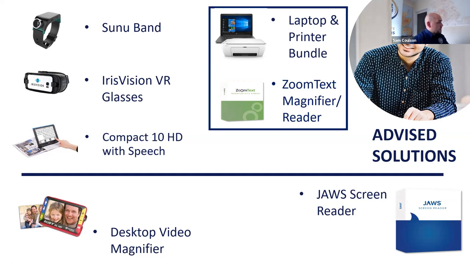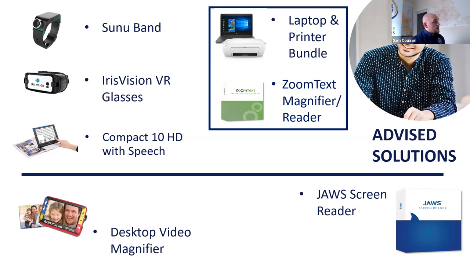Iris Vision, we've said, is a possible. He struggles with viewing a monitor, which as a student he will be doing a lot. Again, it optimizes the contrast and the brightness, so it would help with his light sensitivity. It also has a specific TV viewing mode. I must admit, when I first tried it, I was very impressed with the quality of the image. It's a really high quality image, the Iris Vision.